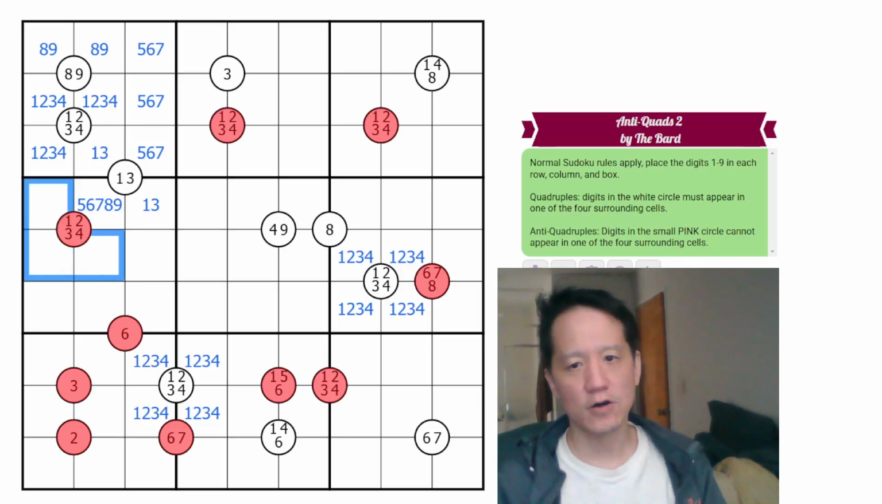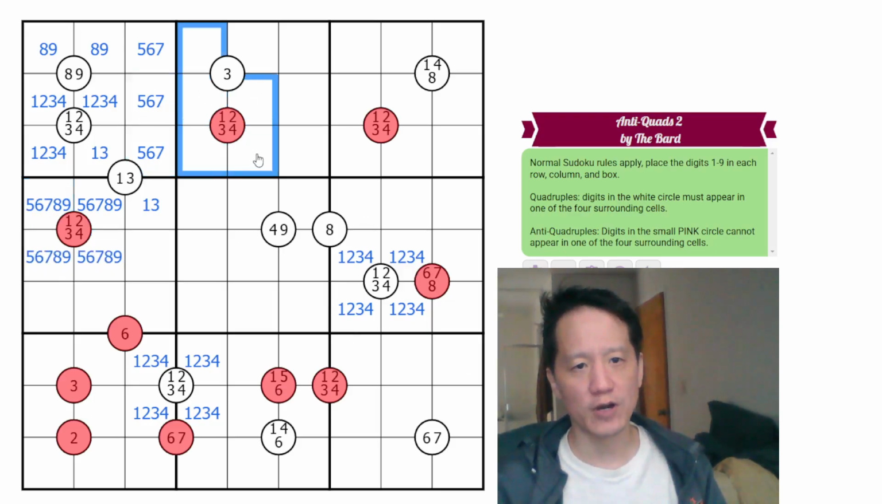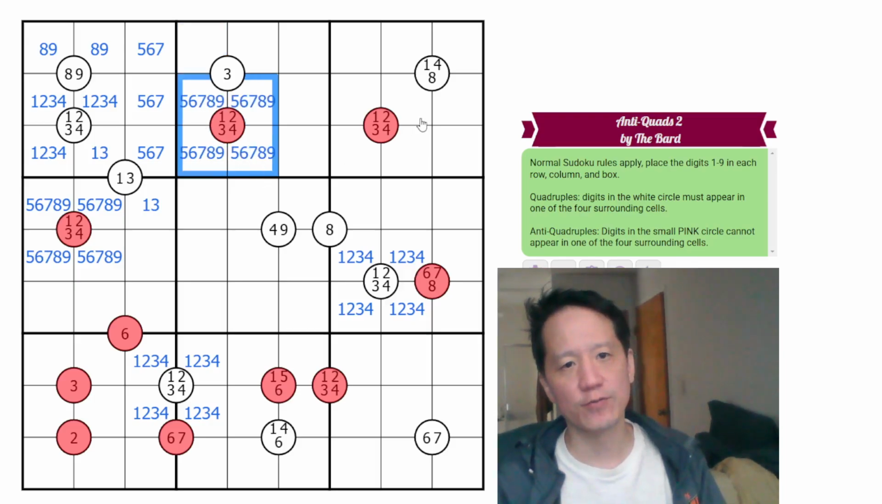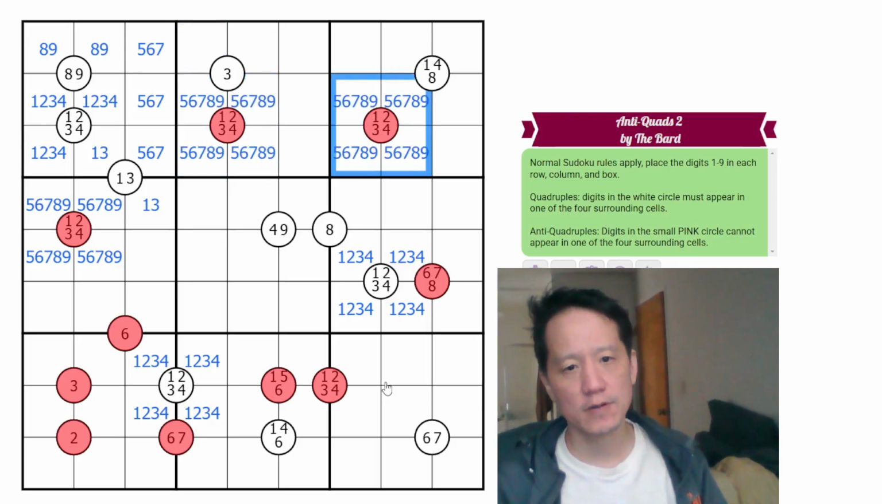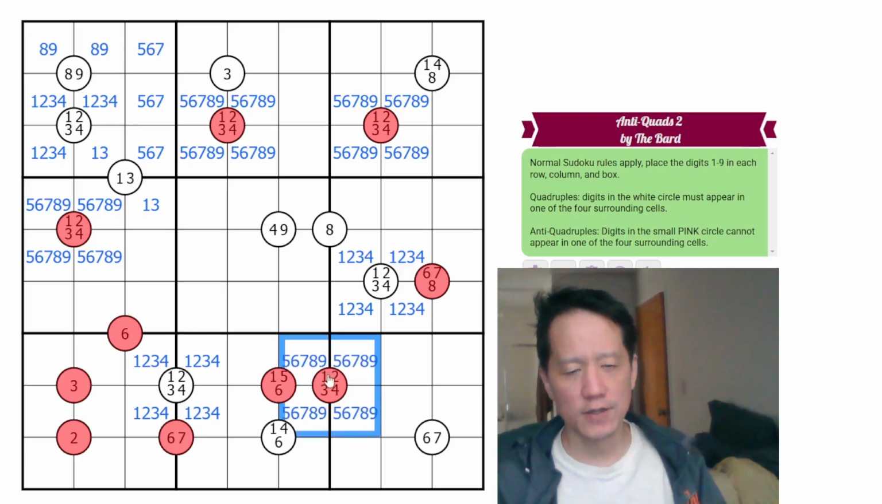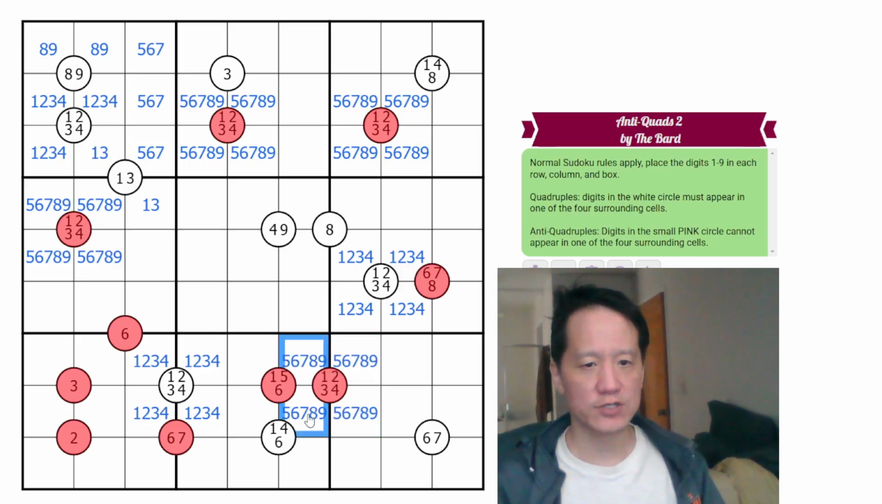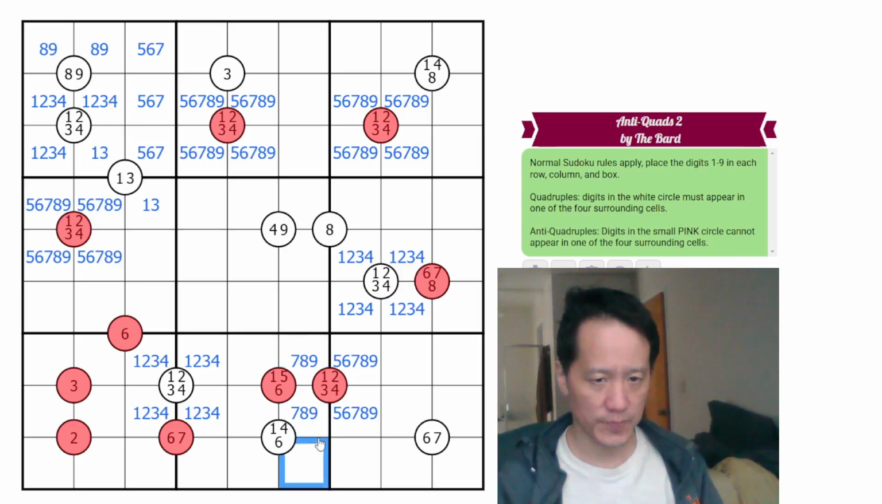These, again, are all 5 through 9. Any of the 1, 2, 3, 4 anti-quadruples have to be 5 through 9. These two cannot contain 5 or 6 because of the 1, 5, 6 anti-quadruple. So this is specifically 7, 8, or 9.